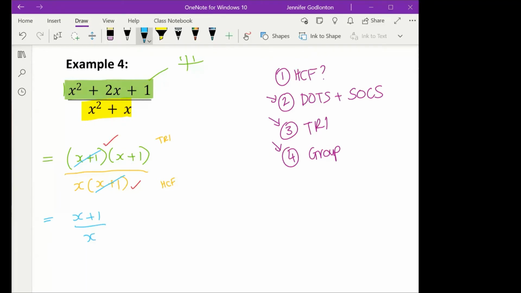Who managed to get this question 100% correct? Nice. I'm assuming these hands are telling me that you got it right. That's what my assumption is.